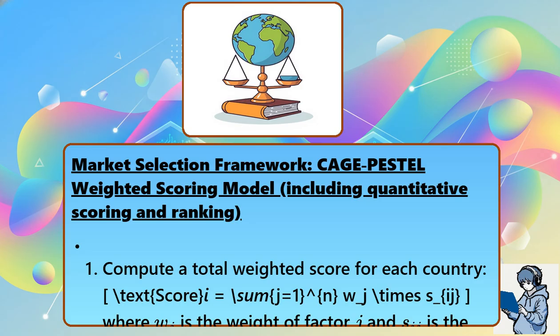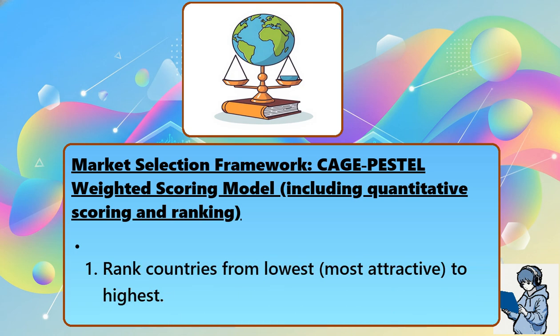Score i equals the sum from j equals 1 to n of w sub j times s sub ij, where w sub j is the weight of factor j, and s sub ij is the sub-score of country i on factor j. 6. Rank countries from lowest, most attractive, to highest.